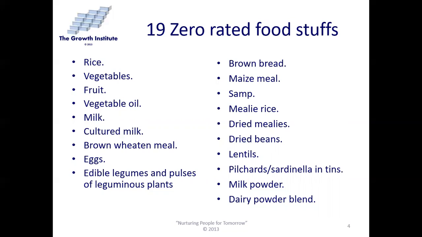I'm talking about peas and beans and things like that. Brown bread, maize meal, samp, mealie rice, dried mealies, dried beans, lentils, pilchards or sardines in tins, but not tuna, milk powder and dairy powder blend. Just in case they tell you that you bought any of these out of petty cash, then you will remember that it is zero rated.